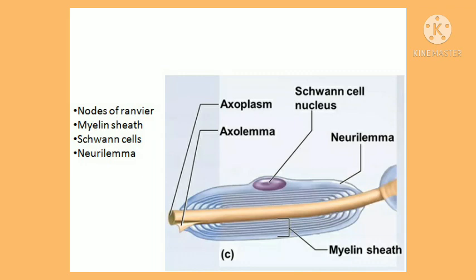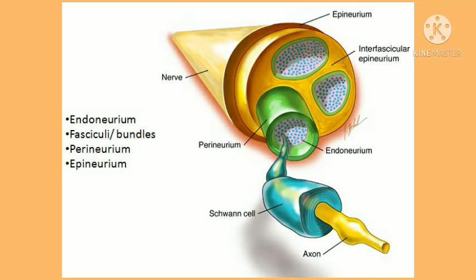Each segment of myelin sheath is formed by one Schwann cell. Outside the myelin sheath, there is a thin layer of Schwann cell cytoplasm and an external lamina. This layer of cytoplasm and external lamina is called the neurolemma. Each nerve fiber is surrounded by endoneurium. This is a layer of connective tissue. The endoneurium holds adjoining nerve fibers together and facilitates their aggregation to form bundles or fasciculi.